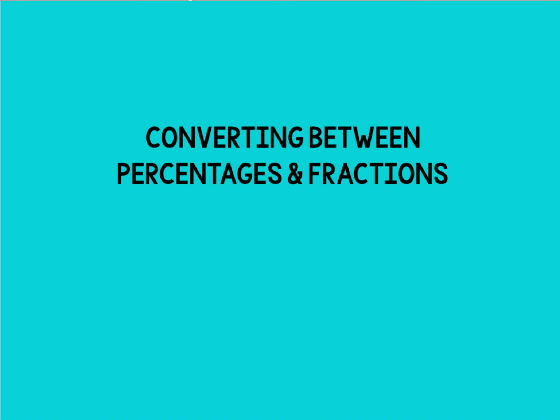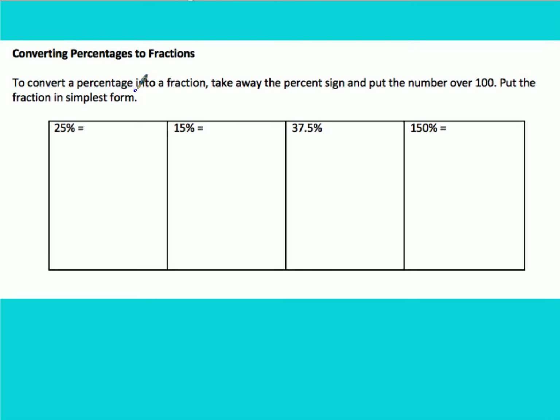In this video, we're going to be looking at how to convert between percentages and fractions. So in our first set of examples, we are changing percents into fractions. In order to do this, we need to take away the percent sign and then put the number over 100. Then reduce the fraction to simplest form.